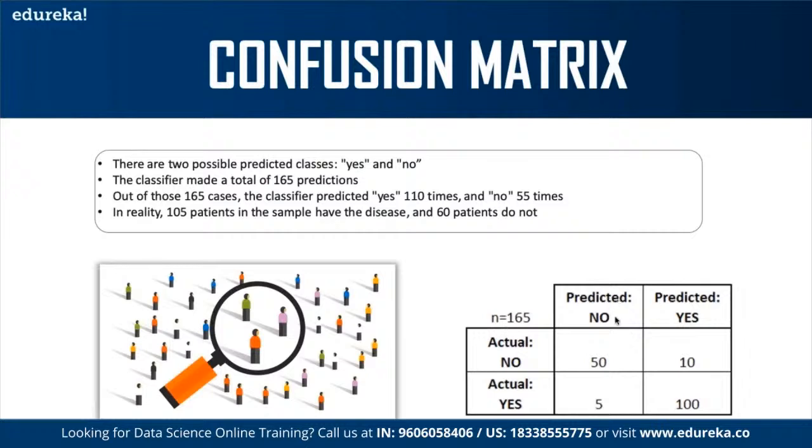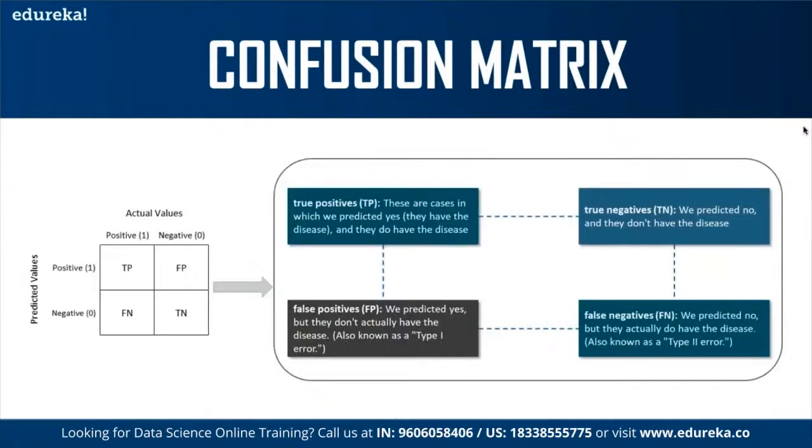Now they predicted no, the actual number was 5, and in reality they had the disease, yes, right? Whereas if they predicted yes and they didn't have the disease, then it was 10, right? And when they predicted yes and in reality it was yes, that was 100, right? And that's why the concept of true positive, true negative, false positive, and false negative comes into play.